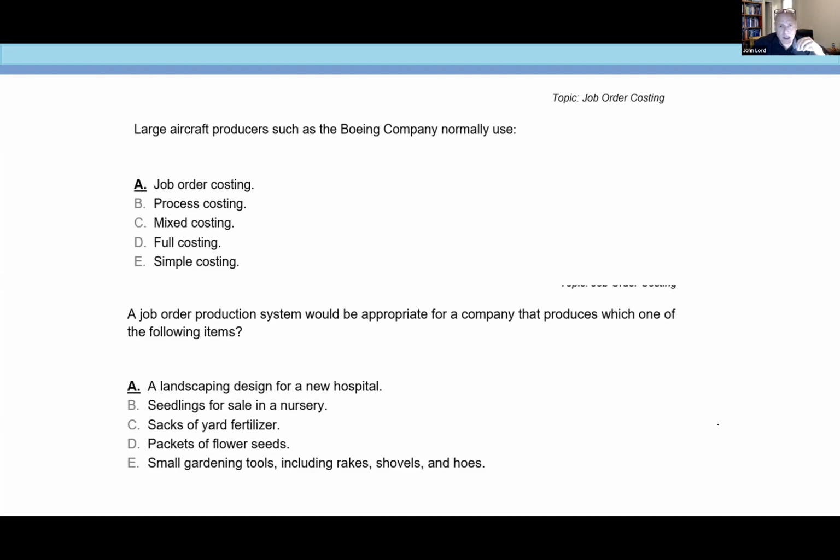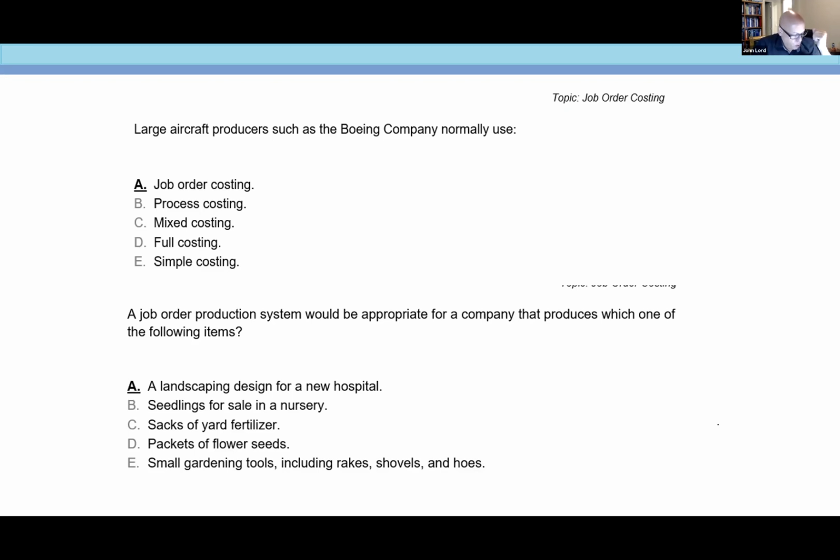But here I've put the practice midterm questions, some of them that you'll see in your practice midterm for chapter 2-3. You'll also see them embedded in the slides here. So large aircraft producers like Boeing, right off of the slide that we had a minute ago, job order costing. Process costing is homogeneous. Mixed costing, I'm not even sure what that is. Full costing is a concept that we talk about when we're using absorption versus variable costing. We'll get into that in a different chapter. And then simple costing, again, some of these are just nonsense terms.